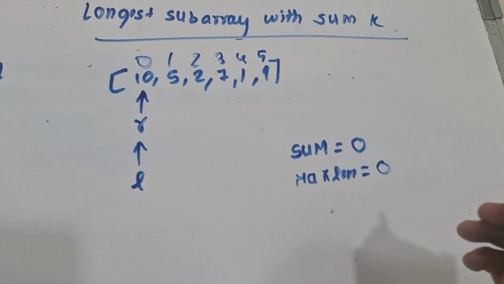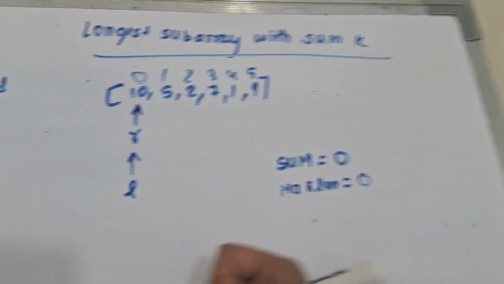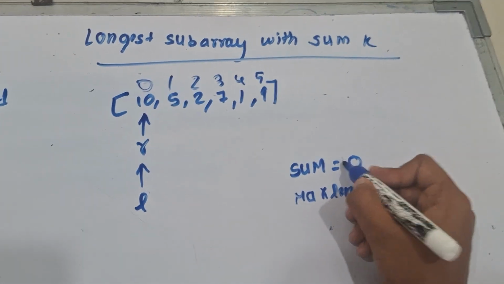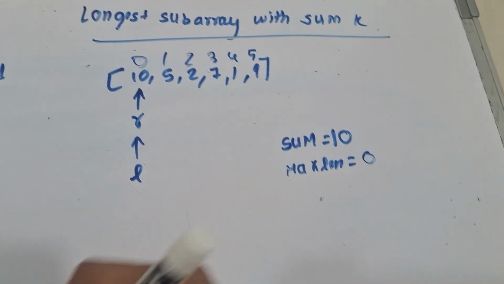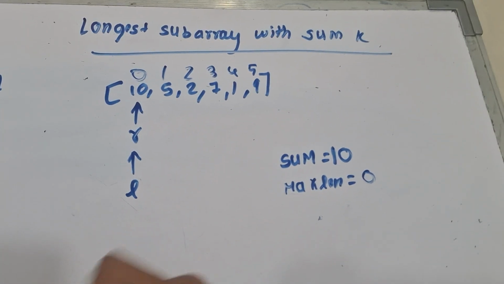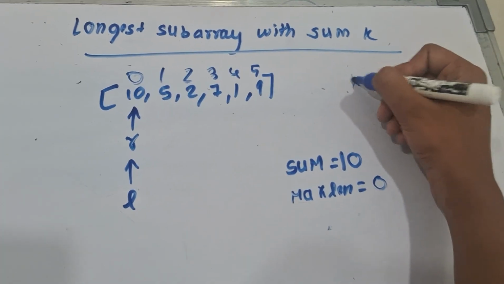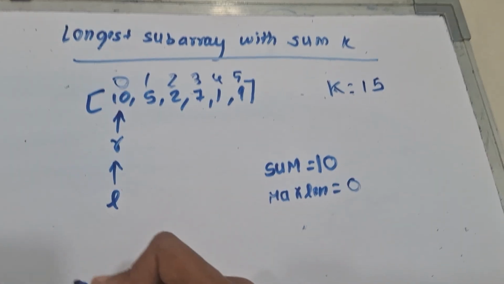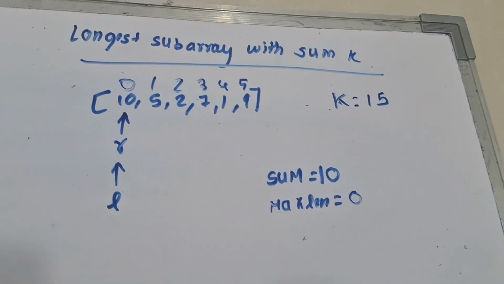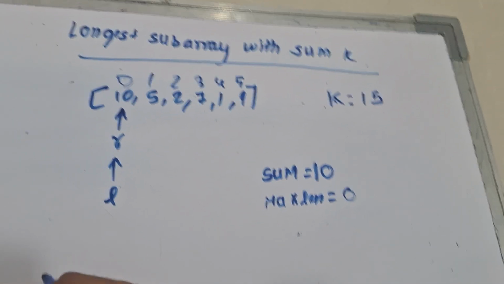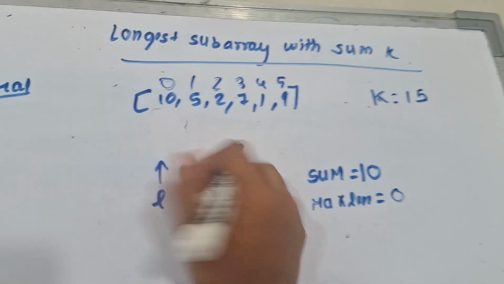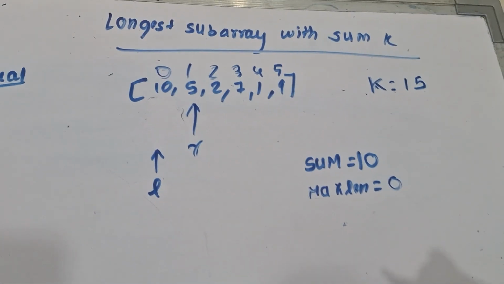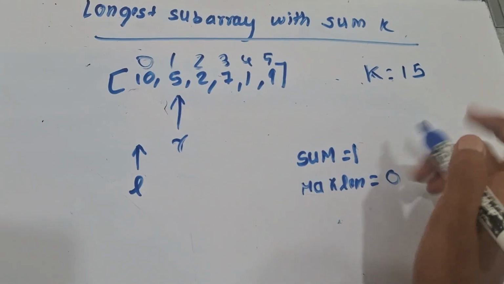So initially our pointer is at index 0. So initially our sum is 10. Now let's say our target is 15. K is equal to 15. So if our target is 15 and our sum is 10, it is less. So we move our right pointer to index 1. Now our sum becomes 15.